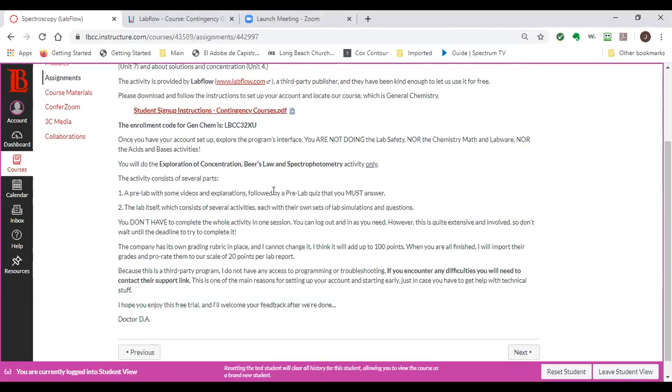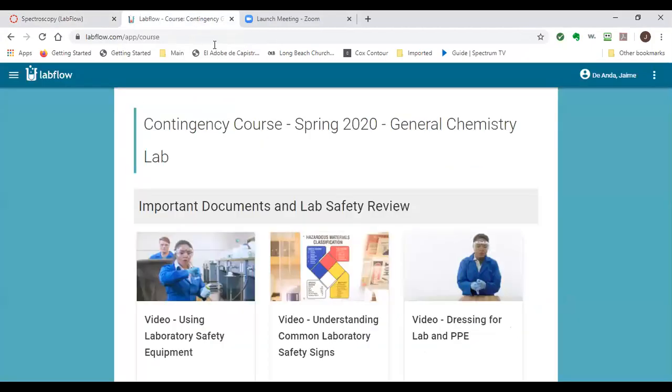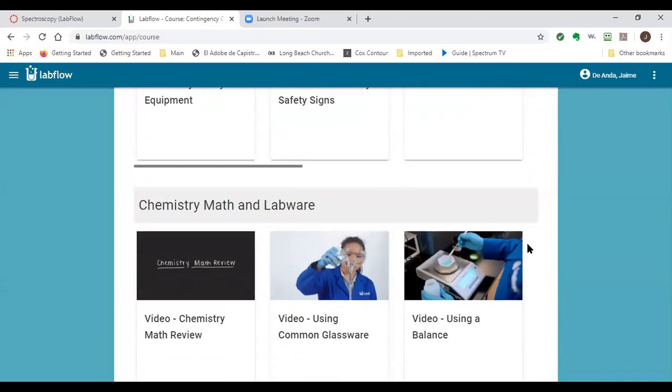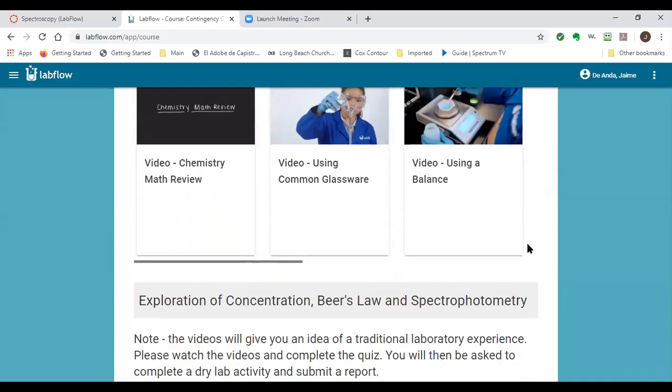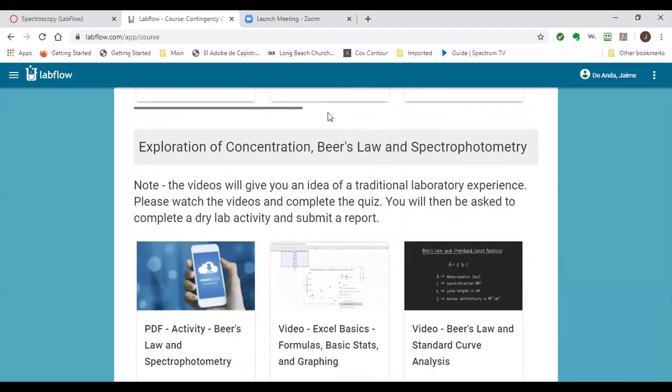Okay. So basically, there's several activities in there. And again, let me show you what it looks like. Now, this is going to be my view as an instructor. It might not look the same way to you. This is a contingency course. They made it just for us to try it out, and I'm very grateful. There's a couple of things here you don't have to do. There's some things about using lab equipment, safety, stuff like that. You don't need to do that, all right? There is also an activity here that talks about glassware and math and stuff. You don't need to do that either. We've already covered that.